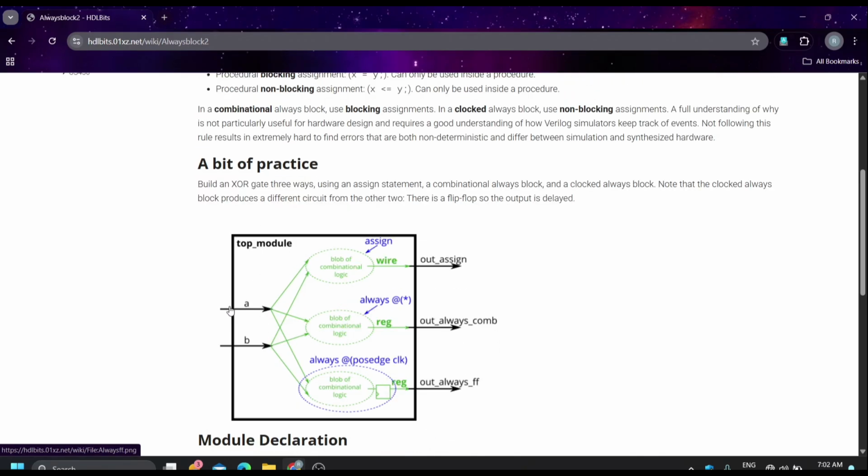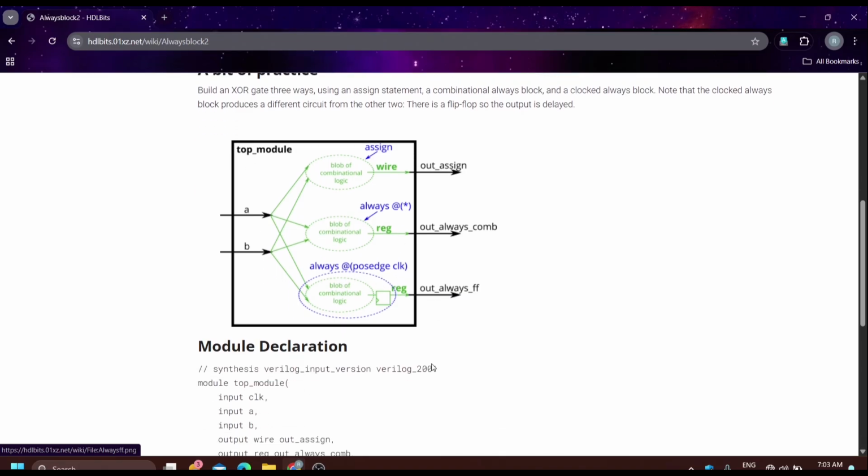So here two inputs they have given, A and B, and we need to perform XOR operation. And there are three outputs: out assign, out always com, and out always FF. Here we need to write the XOR operation in three ways: with the help of assign, with the help of always at the rate asterisk sign, and with the help of always at the rate posedge clock. So let's write this code.